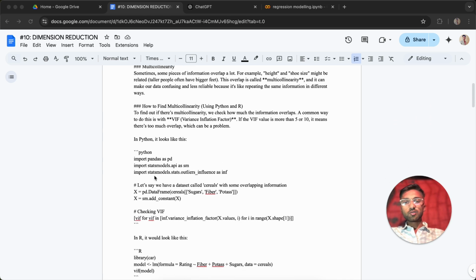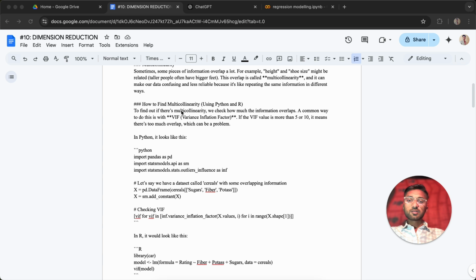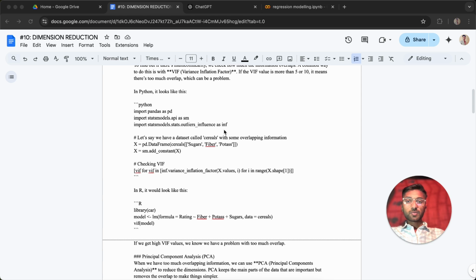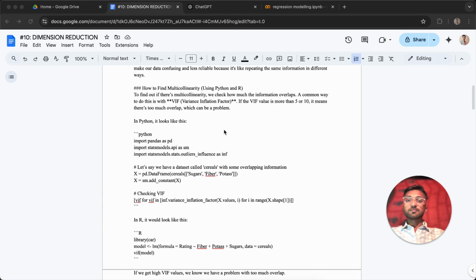So how to find multicollinearity? To find out if there is multicollinearity, we check how much information overlaps. A common way to do this is the VIF, which means variance inflation factor. If the VIF value is more than 5 or 10, it means there is too much overlap, which can be a problem. Okay, if the VIF value is more than 10, it means there is more chance of overlap in the data.